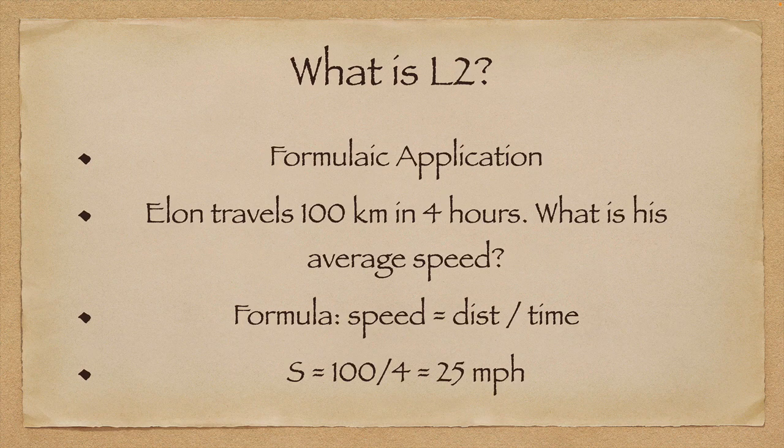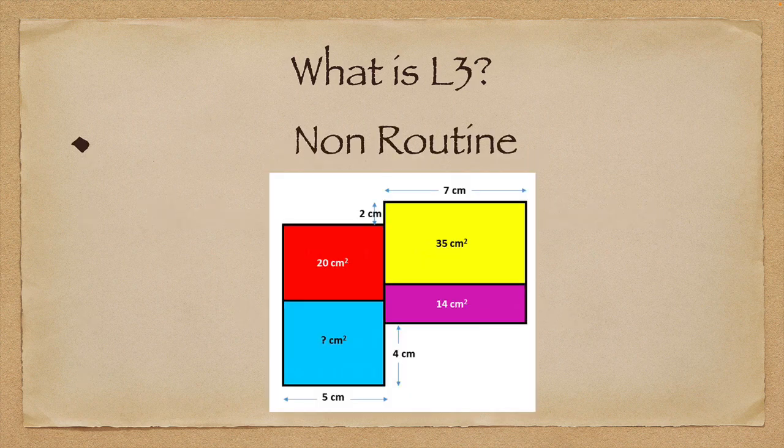What's L2? L2 is nothing but application of a formula. So an example would be like: Elon travels 100 kilometers in 4 hours. What is his average speed? So you know the formula that speed is nothing but distance by time, and therefore 100 divided by 4, which is 25 miles per hour, would be the average speed. So this is an example of L2. Most schoolwork kind of limits itself to this.